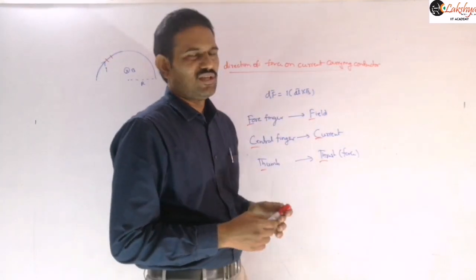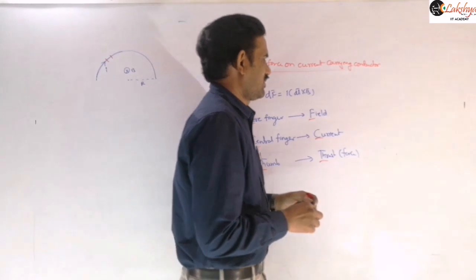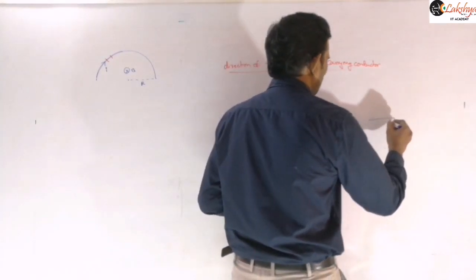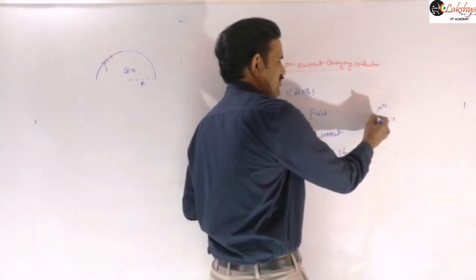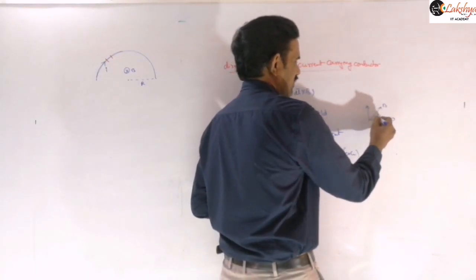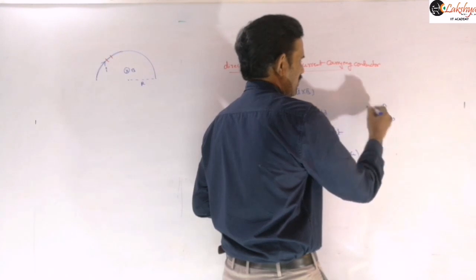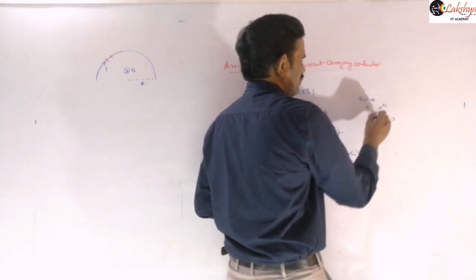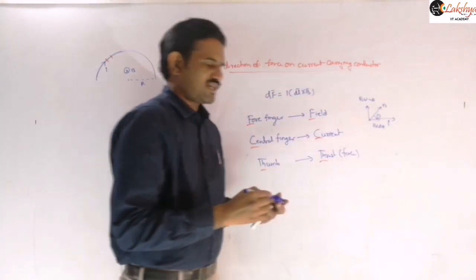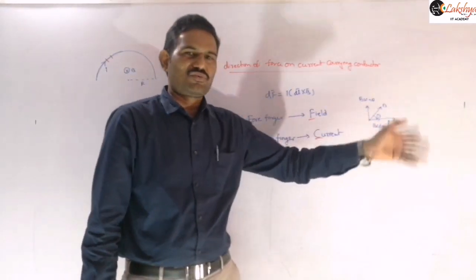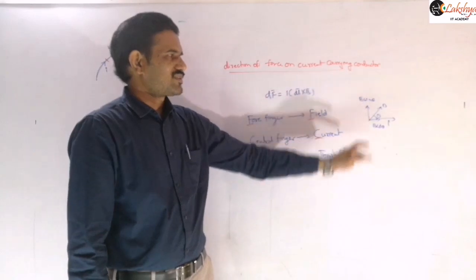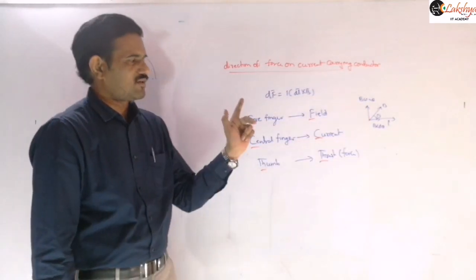If suppose the field is not perpendicular to this element, suppose the current is like this and the magnetic field is along this direction, then you can resolve this field into components. So it is B cos theta and B sin theta. Due to B cos theta there is no force acting on this conductor, because B cos theta and I are in the same direction. Then only the B sin theta component you need to take.